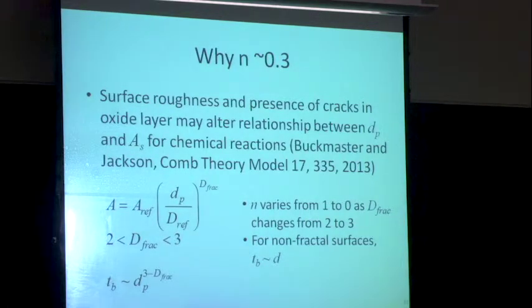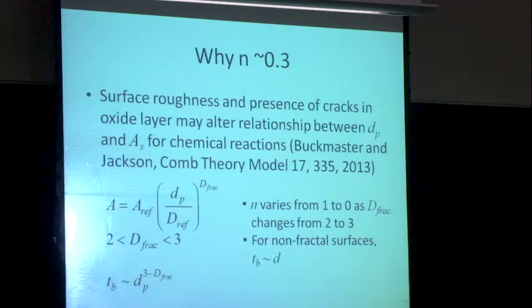It has fractal dimensions. If you assume it has fractal dimensions, what you can find is that the surface area is no longer directly related to the particle diameter. It's related to some fractal dimension that is typically somewhere between 2 and 3. So if you go back through the analytical analysis and look at how the burning time is related to the diameter of the particle, you end up finding that the burning time is proportional to the diameter raised to the power of 3 minus the fractal dimension. And if the fractal dimension changes somewhere between 2 and 3, then the exponent is somewhere between 1 and 0. So it starts to look like that much lower value. So that's one possible explanation.